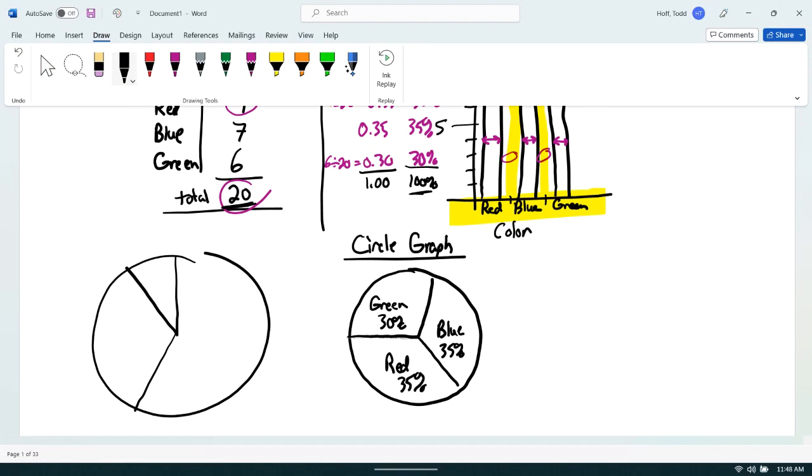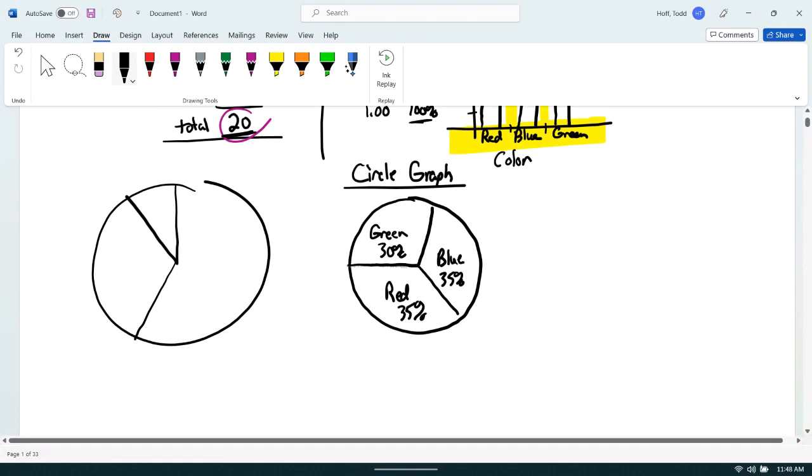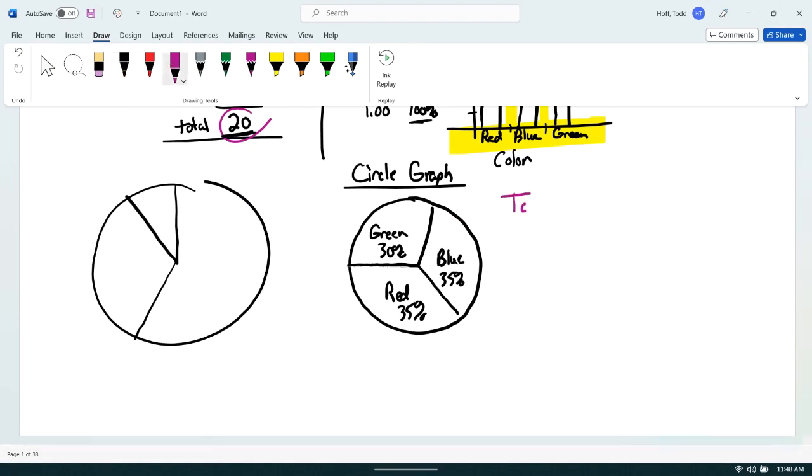Now let's look at reading a circle graph. Because we're usually given percents, let's say that there's a total, that these percents still hold, and there's a total of 400 students surveyed.